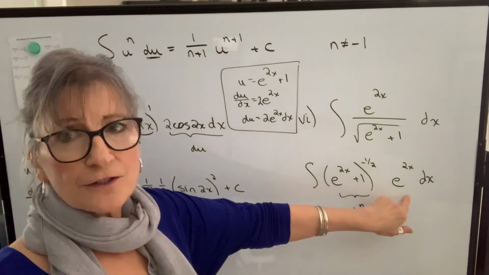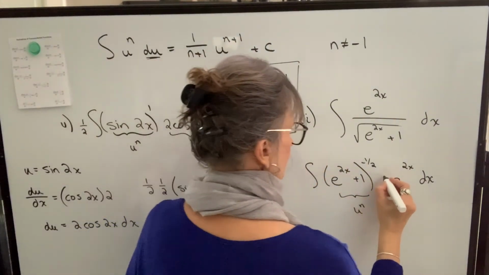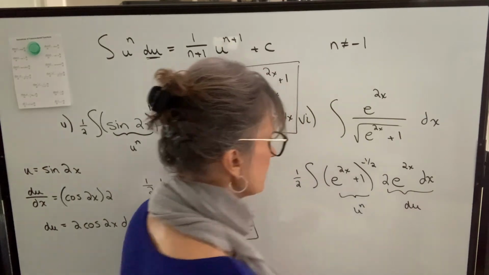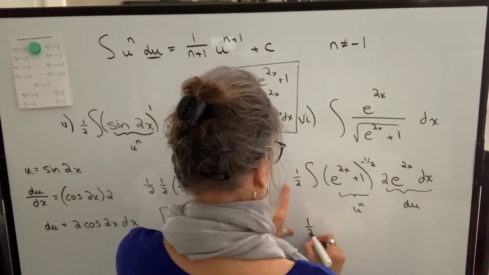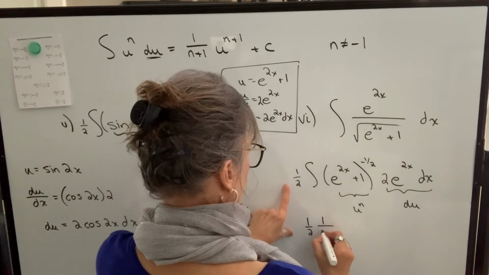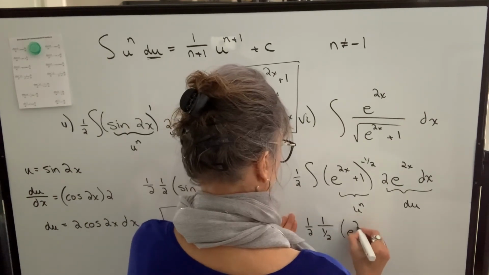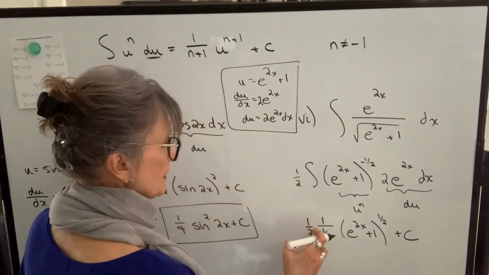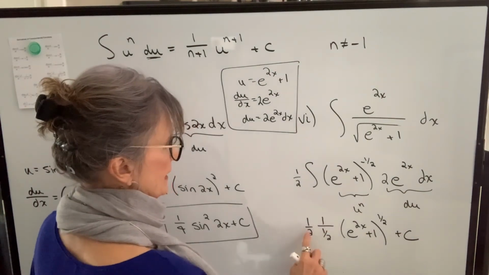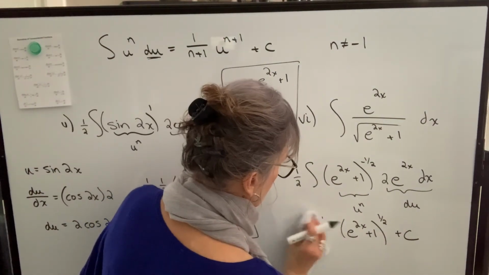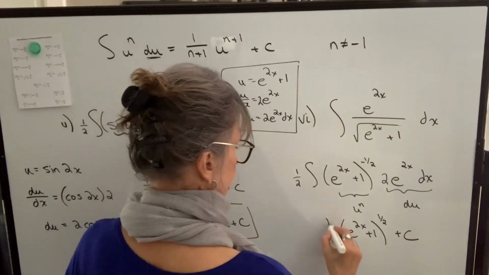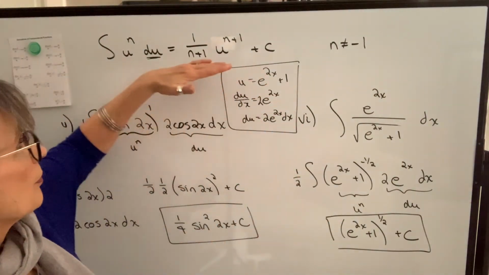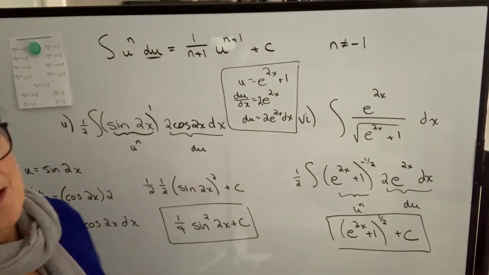Do I have the du factor? Almost. I need a 2. So I'm going to multiply by 2 as long as I also multiply by 1/2. Now that I have the du factor exact, I can integrate. So it'll be 1/2 times 1 over 1/2. 1/2 times 1 over 1/2 is the same as 1/2 times 2, and that simplifies to a 1. So there's my integral.